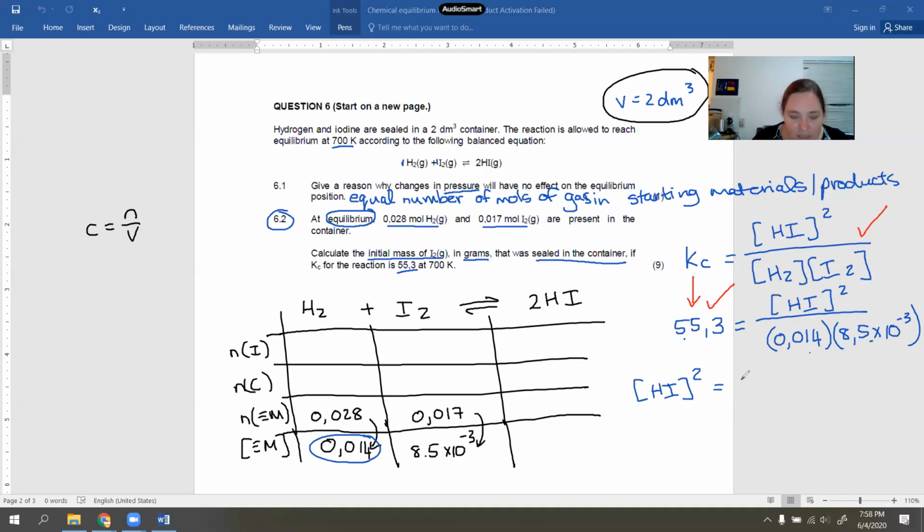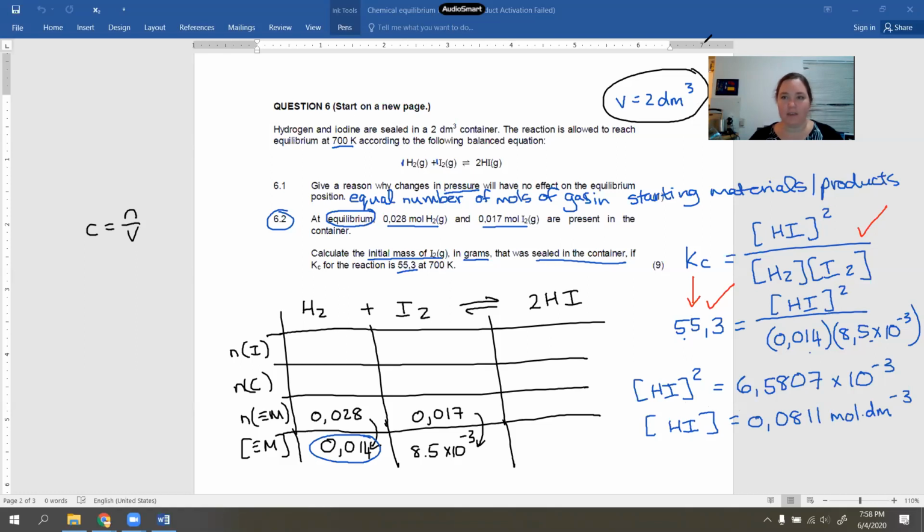I get an answer of 6.5807 times 10 to the negative 3. It's very small. Please speak up if I've messed up there. Can't see anything that I've done wrong. And then I square root that answer. And that gives me that the concentration of HI is equal to 0.0811 moles per decimetre cubed.